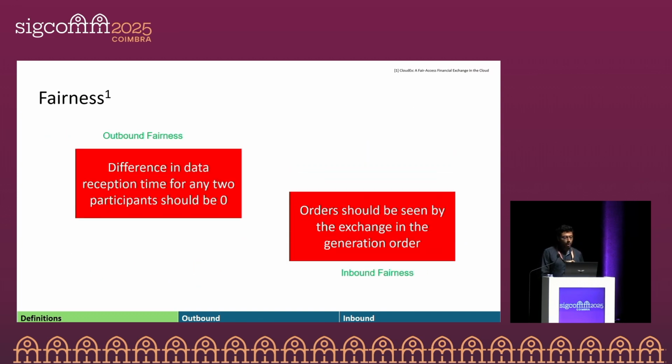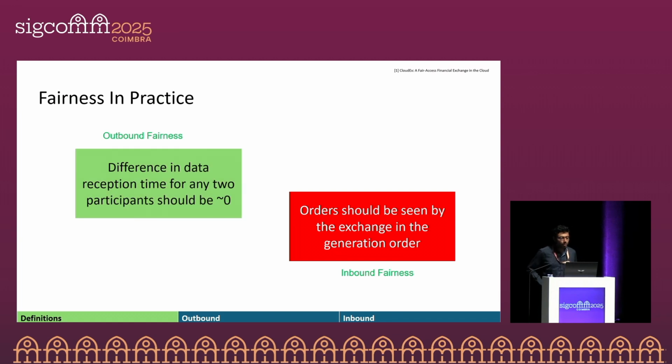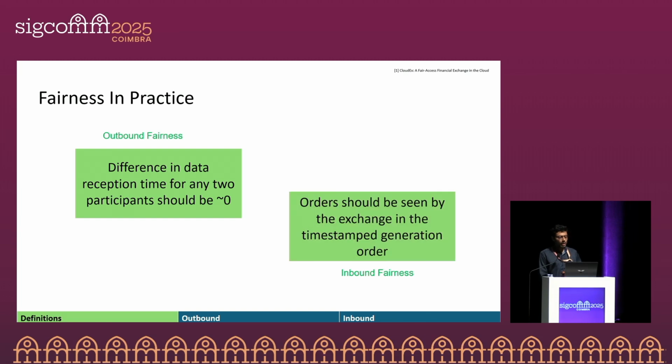But of course, in practice, you have to relax these guarantees a little bit. So we say that for outbound fairness, the difference in the data reception time between two participants should be close to 0. It can't be exactly 0, so we want to keep them as close to 0 as possible. And we also say that the orders at the exchange should be seen in the sequence of the timestamped generation order. So what we mean by this is we need some trusted entity that can tell us the time at which an order was generated, and then the exchange can be made to see those orders in the sequence of those timestamps.